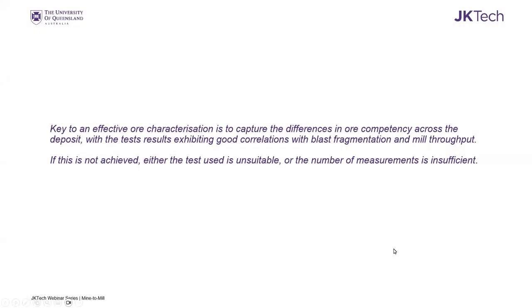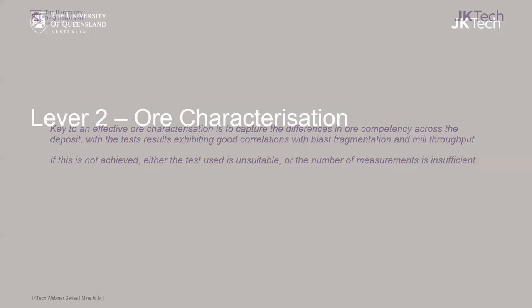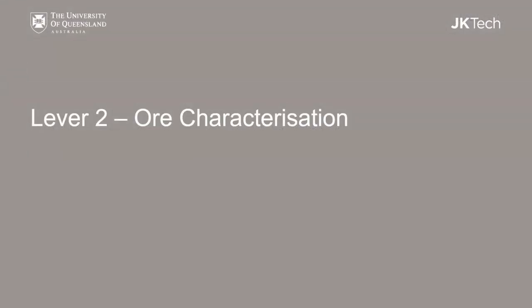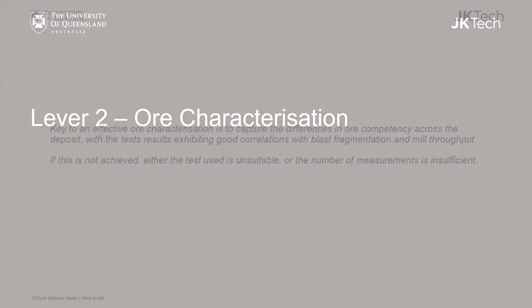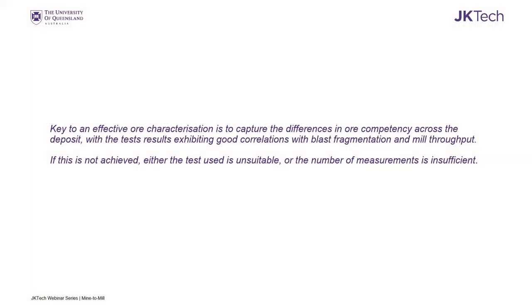So the second lever for process integration has to do with the ore characteristics, or the ore characterization. Key to an effective ore characterization is to capture the differences in ore competency across the deposit, with the test results exhibiting good correlations with blast fragmentation and mill throughput. If this is not achieved, either the test used is unsuitable or the number of measurements is insufficient.